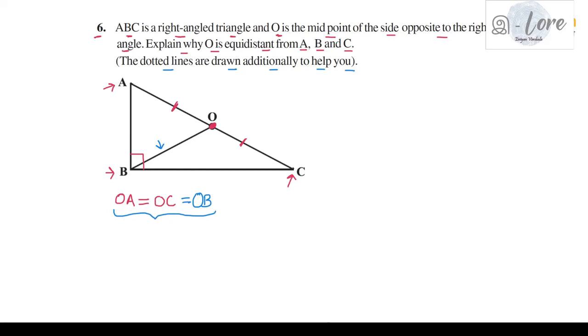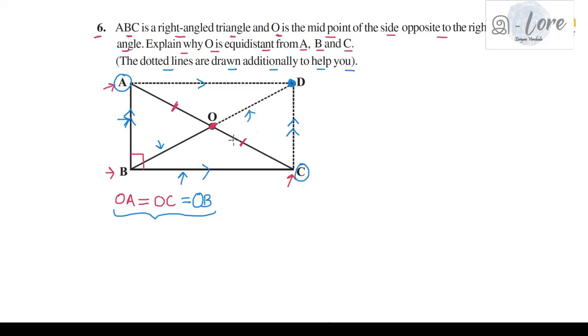Now what the question has done is that from the point A, a parallel has been drawn to BC, and from the point C, a parallel has been drawn to BA. And this is how we get these dotted lines. So from A, we have drawn AD parallel to BC, and from C, we have drawn CD parallel to BA. These two rays meet at the point D, and then we have joined O and D to get this segment OD.